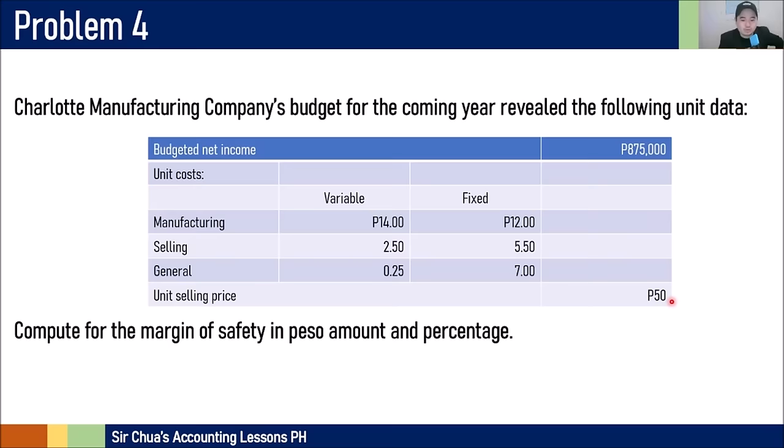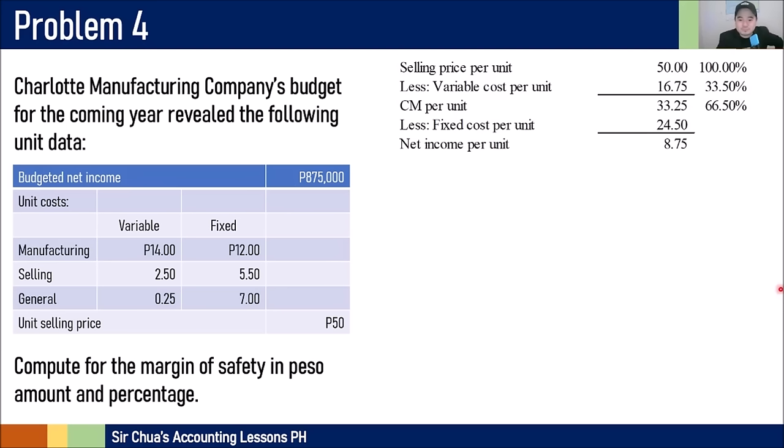Okay, so your first step is to do this. If your selling price per unit is 50 and your variable cost per unit is 14 plus 2.5 plus 0.25, so that is 16.75. Then your CM per unit is 33.25. Now, deduct the fixed cost per unit, since it is expressed per unit, right? Since the information is per unit, this is how you make the income statement. So your net income per unit is 8.75.